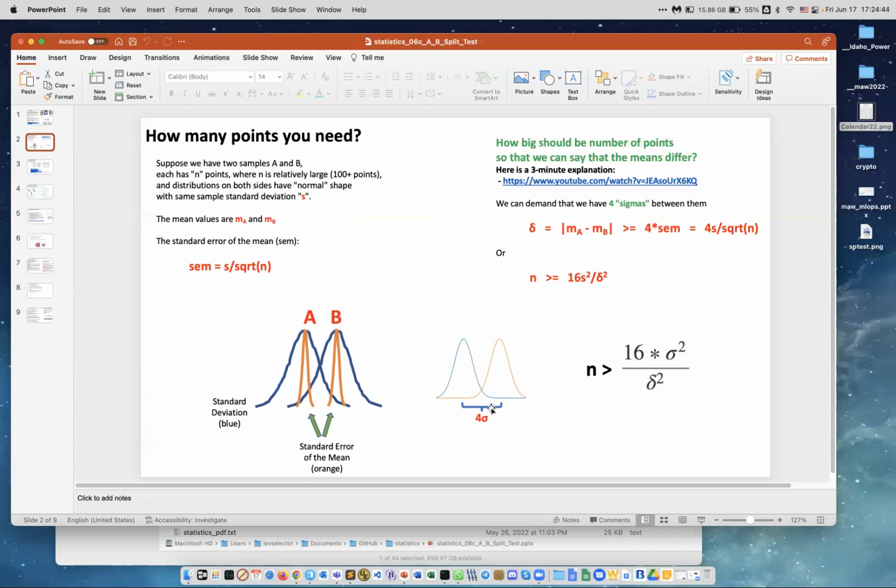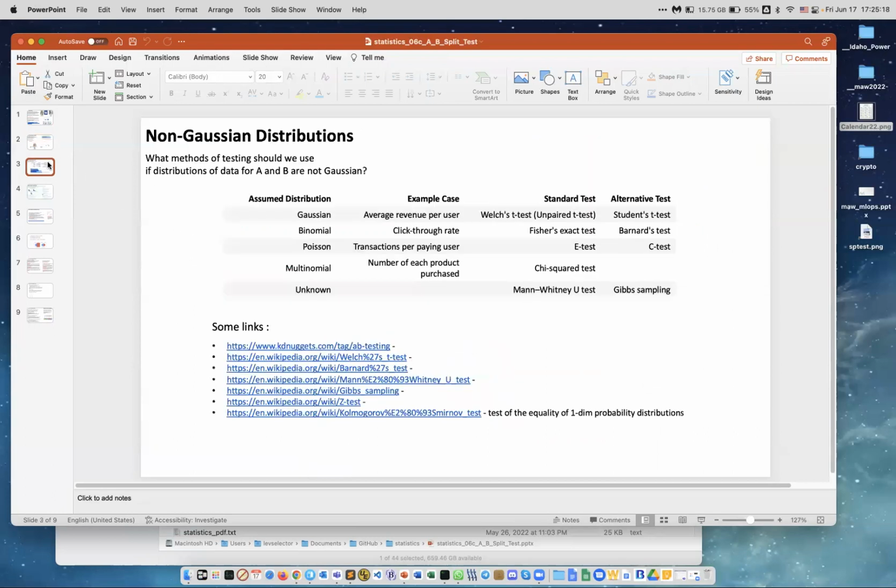In order to achieve that, you need to make them narrow. How do you make them relatively narrow? You increase the number of your data points, and as you increase the number of data points, the error decreases as a square root of n, right? So given the distance, you can estimate how many data points you need in order to see separation and then be able to say if they are different or not. Okay.